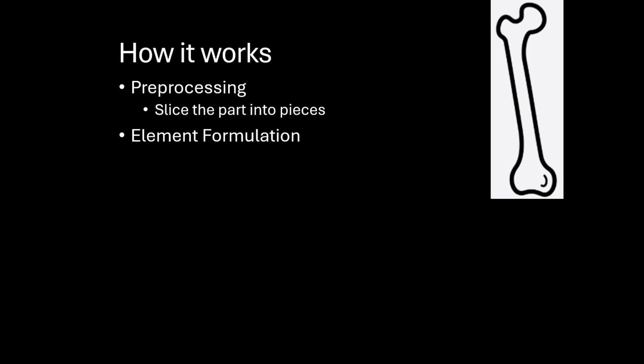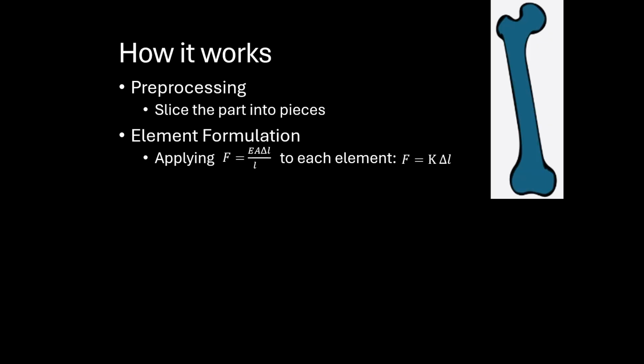The next step is element formulation. In this step, we're going to apply this equation we just talked about to each element. We're going to take the unique material properties, cross-sectional area, and original length of each element and convert it into its own little spring equation all over the whole material. And then we're going to add boundary conditions as well.